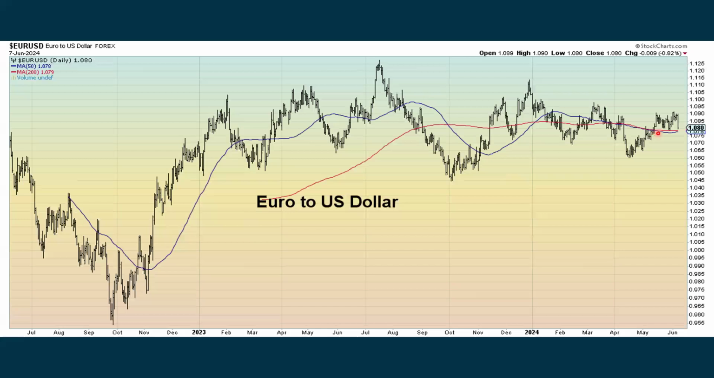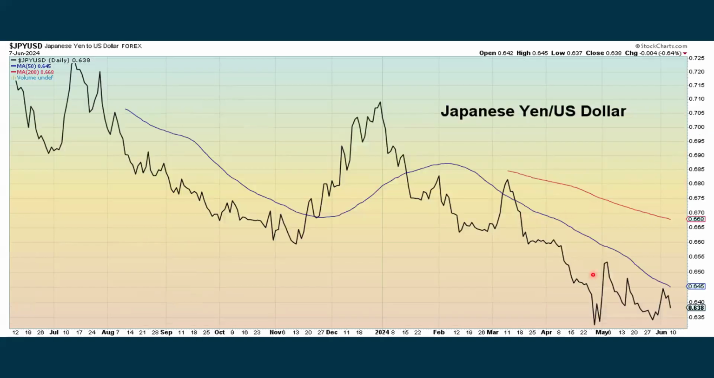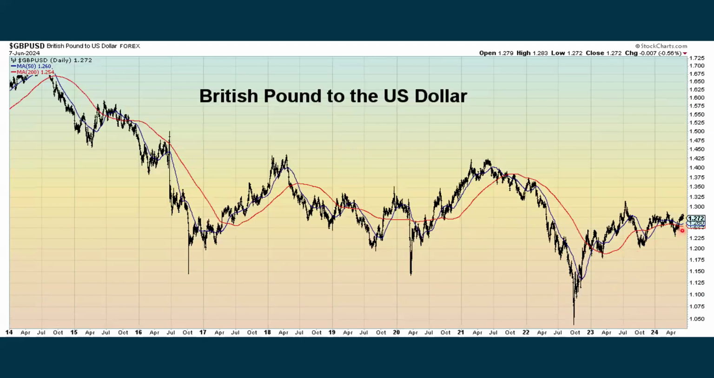You can see where the blue line is slightly below the red line. That means that the euro is slightly underperforming. Even though we've been above both lines, the euro hasn't really gained a lot of strength compared to the dollar lately. The Japanese yen is in a downtrend when compared to the dollar. British pound is still in an uptrend compared to the dollar.